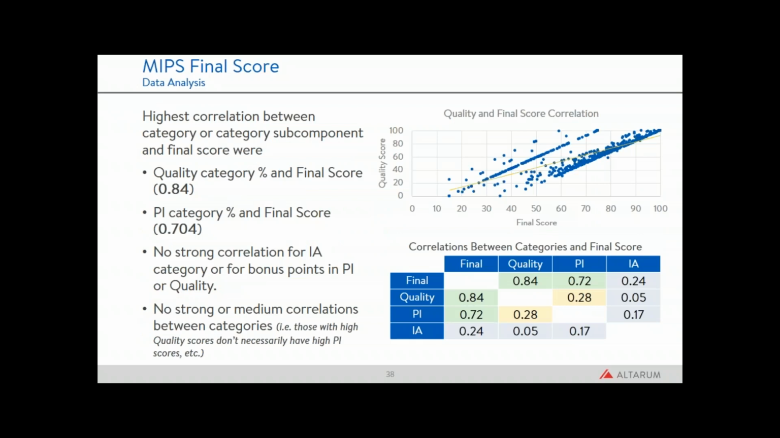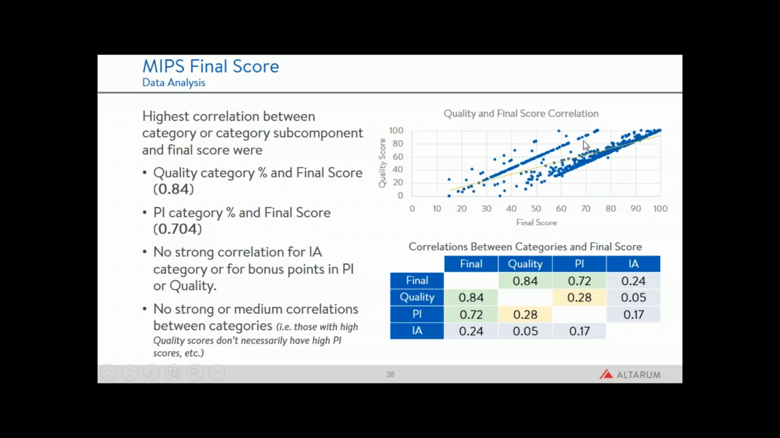When looking at these scores a little bit deeper, before I had this data, I was expecting obviously that the quality category and the promoting interoperability category would be the biggest determinants of the final score because they're weighted the highest. I was also expecting that perhaps there would be a relationship between practices participating in improvement activities and having higher quality scores, or that practices using their certified technology very effectively and scoring high in promoting interoperability would also have higher quality scores. Typically I expected that a practice that scored well in one category was likely also doing well in the other categories. Instead, what we see is that there are no strong correlations between the categories with each other, and we also don't see a strong correlation between your improvement activity score and your final score.